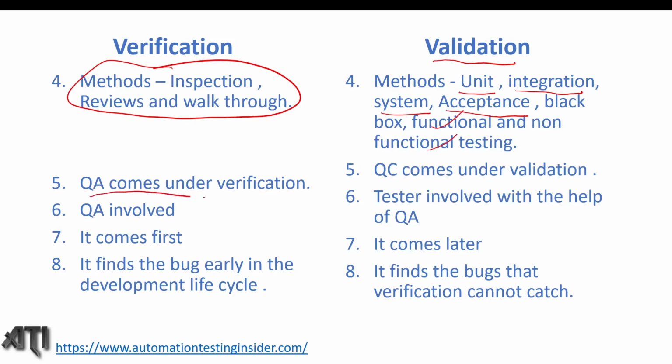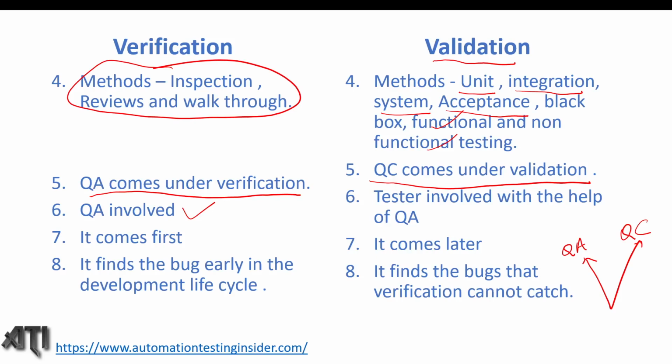Here QA comes under verification and QC comes under validation. In the V model we have this part as quality assurance and this part as quality control. In the next video I'll talk about what we mean by quality assurance and quality control. The left side is called quality assurance, the right side is quality control. The quality assurance analyst is involved in the verification part. Probably you have heard of the CMMI process. There are different CMMI process areas, based on the company's level, like level 2, level 3, level 4, or level 5.